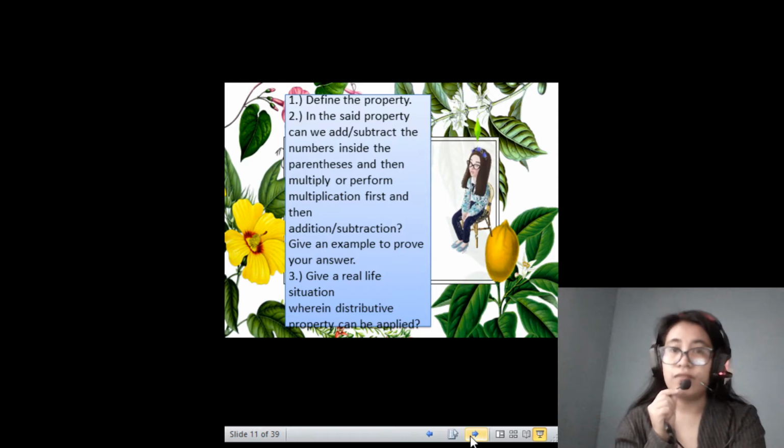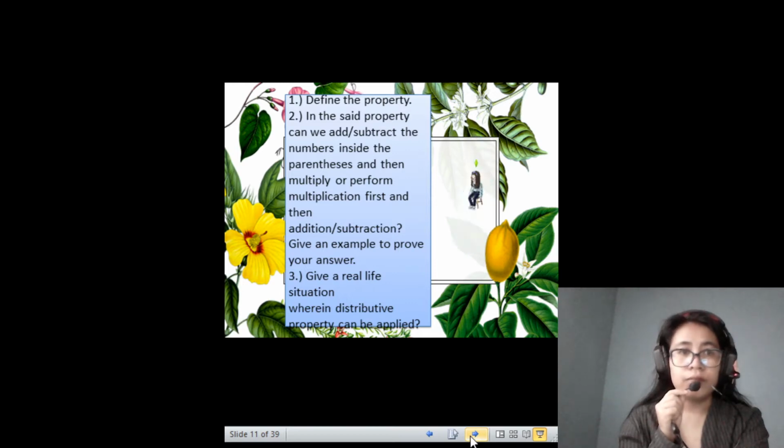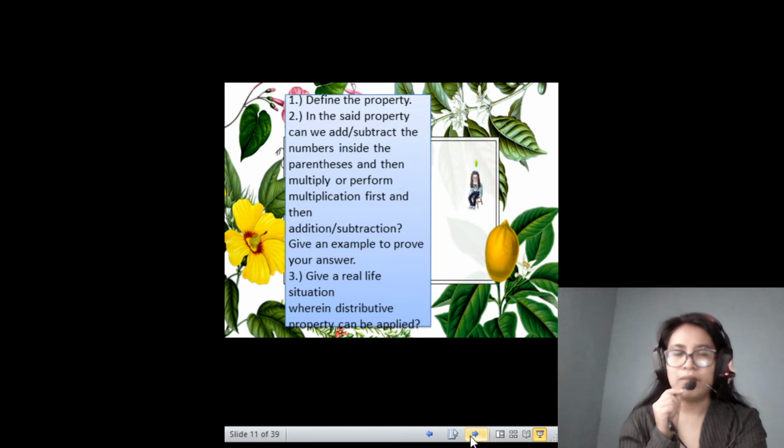First, let us define the property. Second, in the said property, can we add or subtract the numbers inside the parentheses and then multiply, or perform multiplication first and then addition or subtraction? Give an example to prove your answer. And lastly, give a real-life situation wherein the distributive property can be applied.